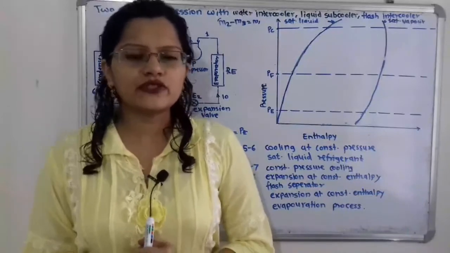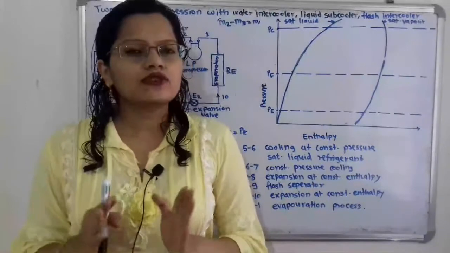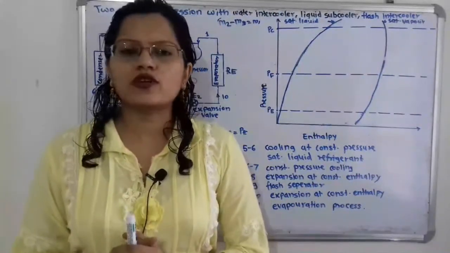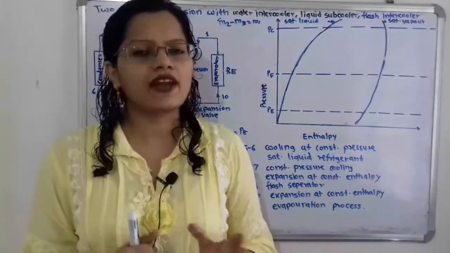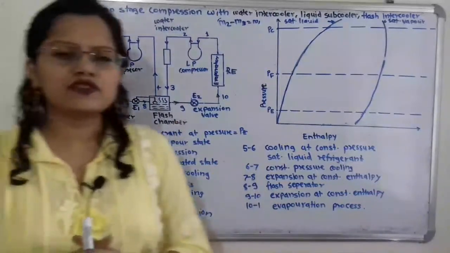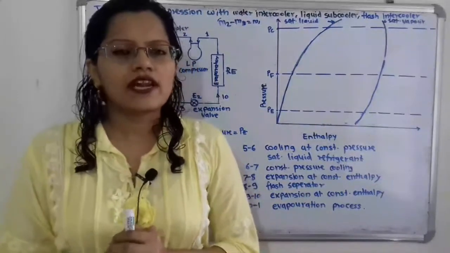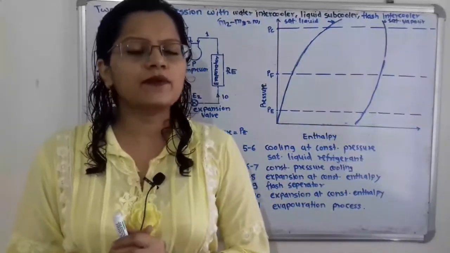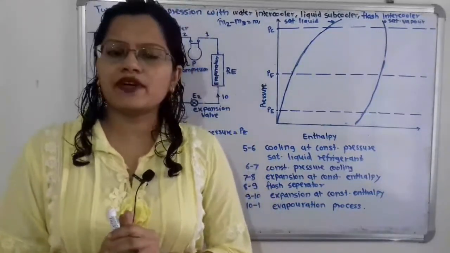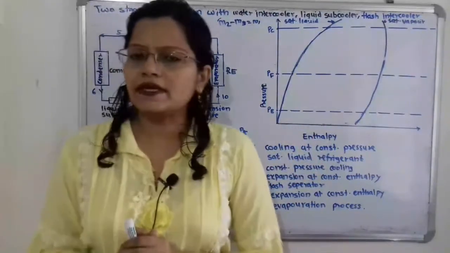Today we are going to study how to draw the pressure enthalpy diagram for the two-stage compression refrigeration system with water intercooler, liquid subcooler and flash intercooler system. Here the flash chamber is used as the intercooler as well as the separator. Let us first understand what processes are taking place in this system, and one by one we will understand how to draw this pressure enthalpy diagram.